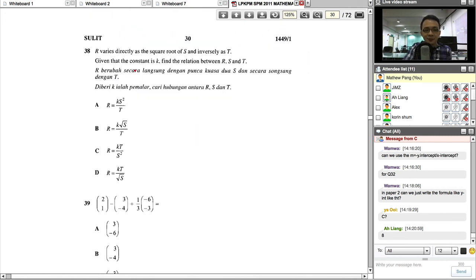Alright, this one. Okay, r varies directly as the square root of s, and inversely as t. Alright, so I must always write the k on the top. See, I never write k on the downstairs one. k is always on the numerator side. So yeah, just like this.